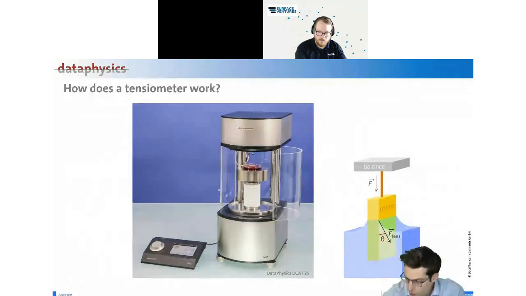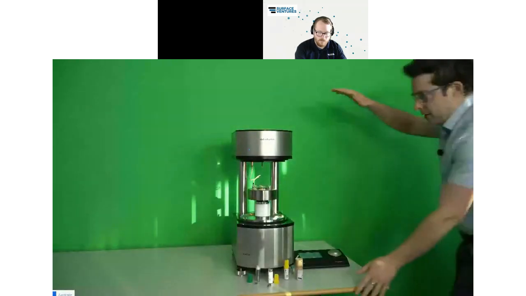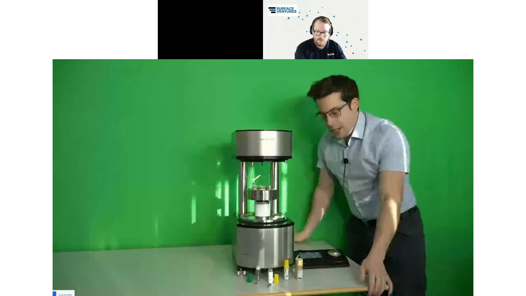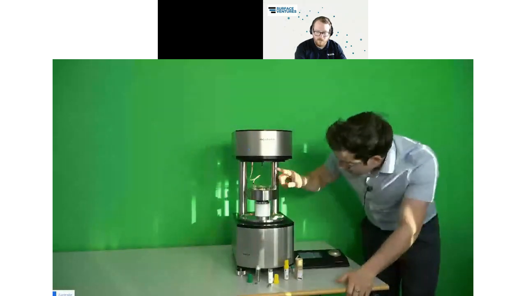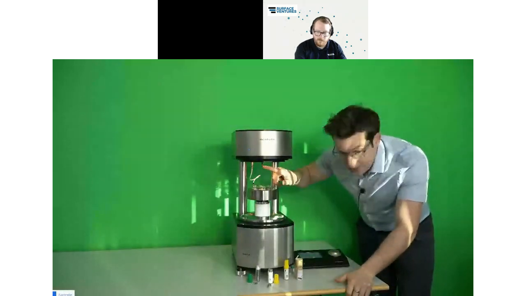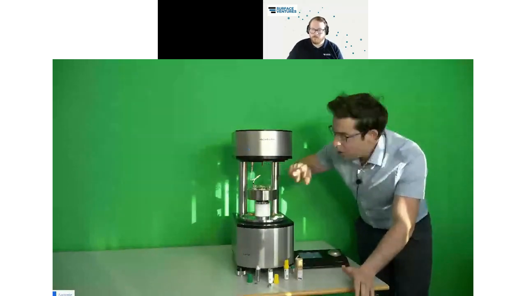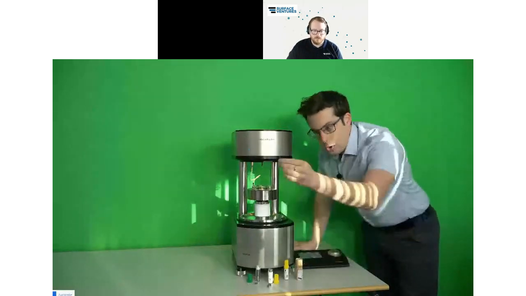Let me quickly go over to our device here. What we have here is the head of our device, and inside the head of the device is a very, very precise balance. You can see below this metal piece, this can connect a sample, a probe, to the balance that is up in here. Now, let me show you how this is working.